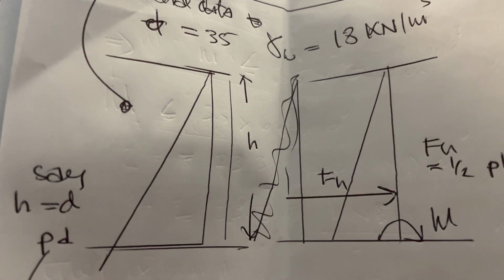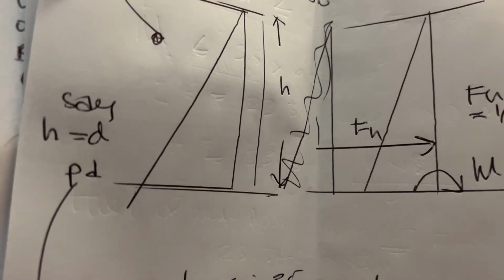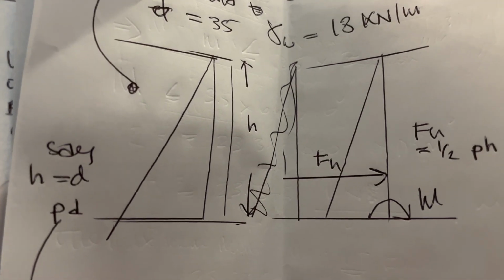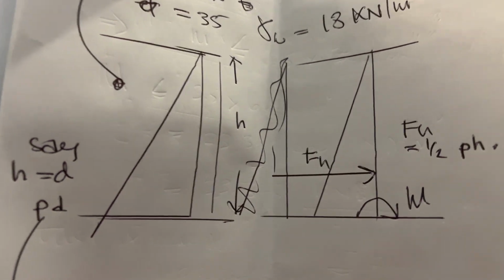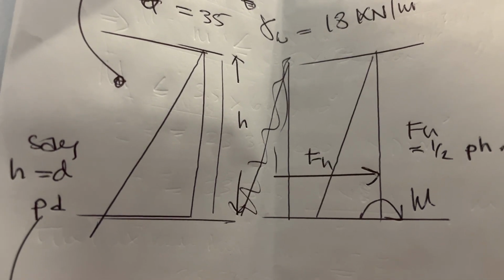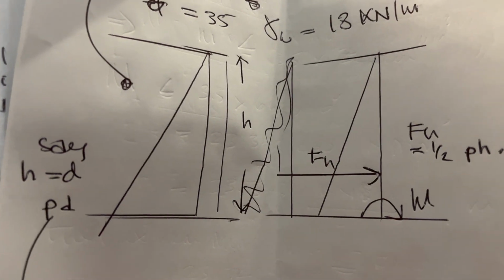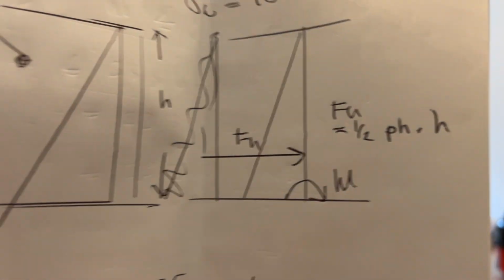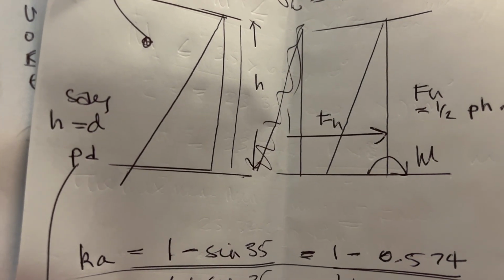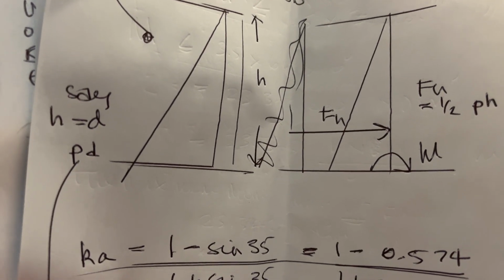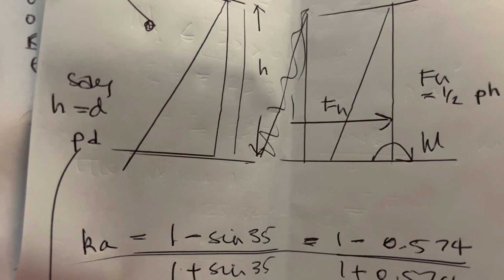So the pressure at the top of the wall is 0. And then the pressure at the lowest point behind the wall is equal to Ka, which is based on phi, times the unit weight times D. Instead of calling it H, I'm going to call it D. So pressure at the depth of the wall equals Ka active times unit weight times D.